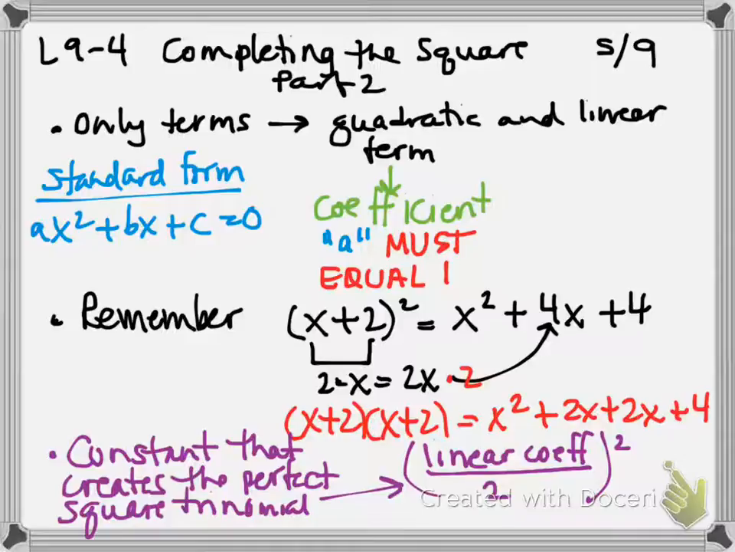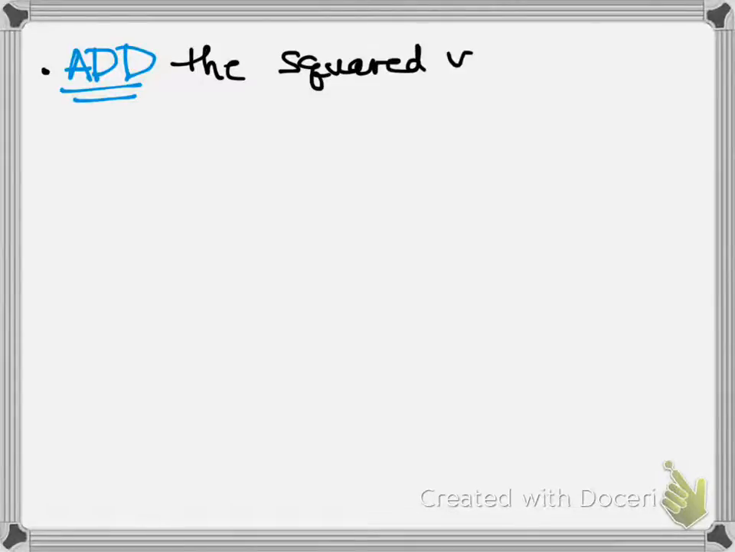Remember, we got to treat both sides of an equation the same. So if I'm going to add this to the left side to complete the square, I got to add it to the right side to maintain the balance. Okay? So then we're going to always add the squared value to both sides.